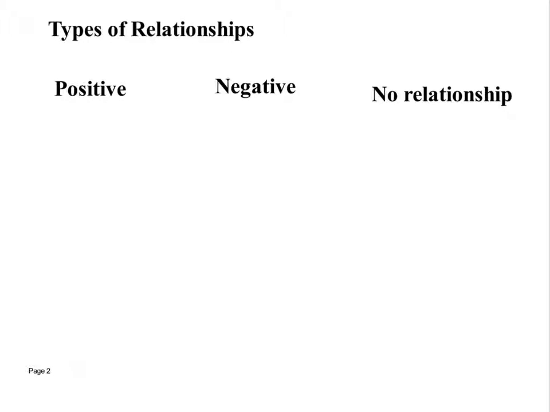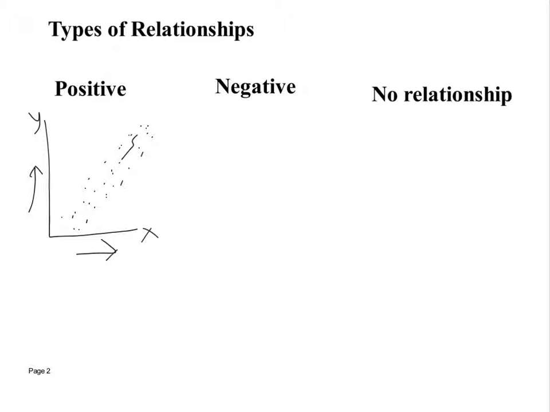So there are 3 different types of relationships that you'll see on the scatter plot. You have positive, negative, and no relationship. The first one is a positive. And what that means is X increases, Y increases. Here's what that looks like. The data is going up. As X gets bigger, so does Y. That's a positive relationship.